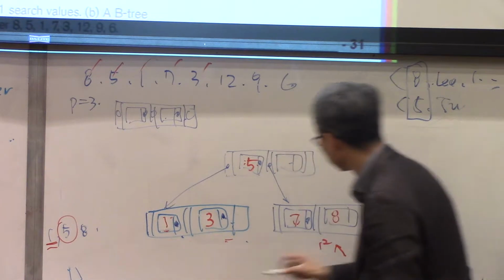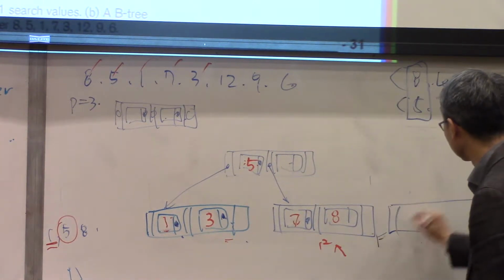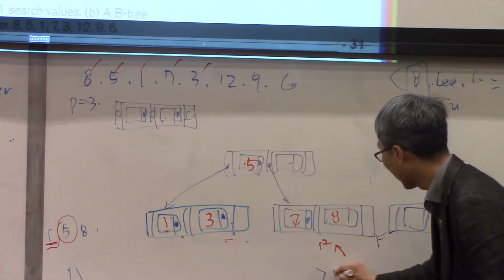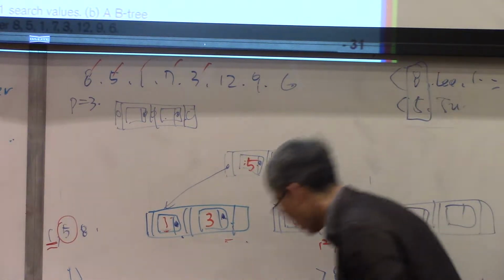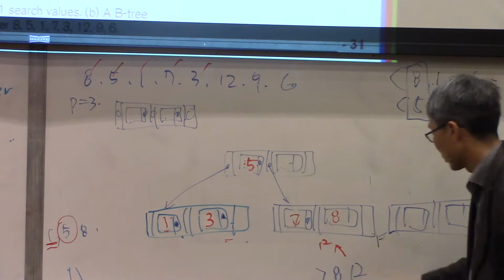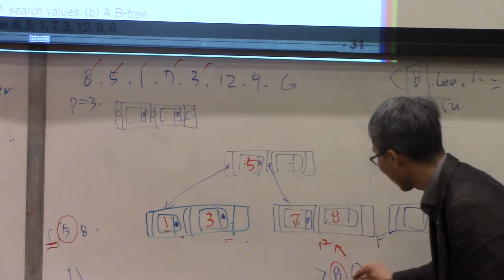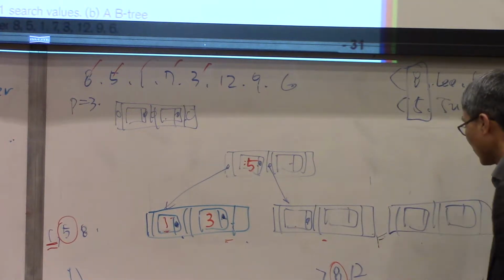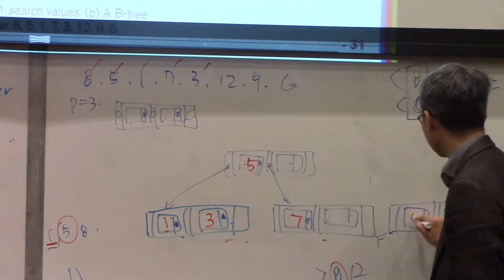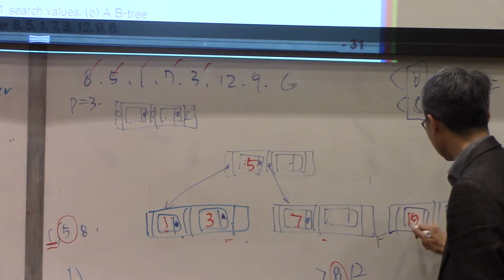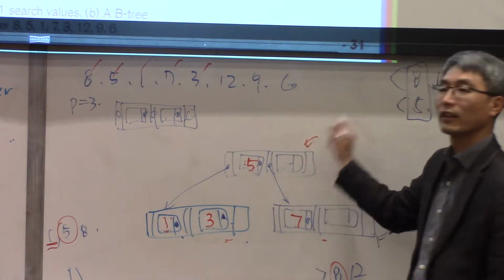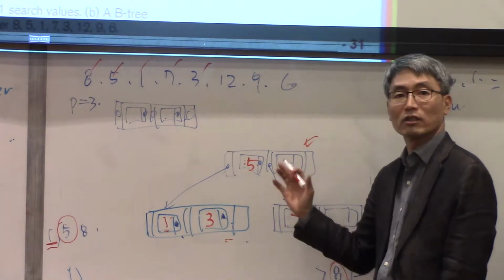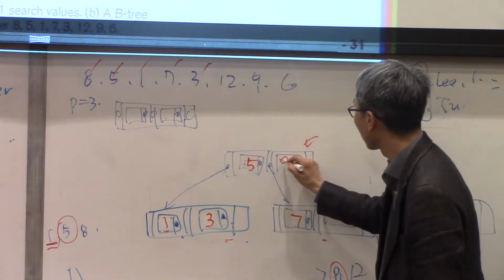So we need to split into 2. 7, 8, 12. Which one is the middle value? 8. So this one is the middle value, with a left hand side and right hand side. So 7, 12, and 8 will be inserted. Is there any space? Yes. So we can insert 8 over here.